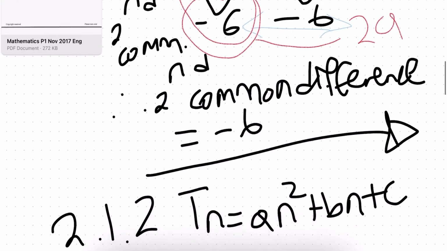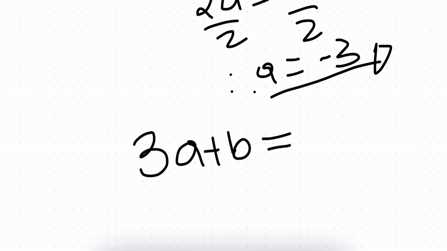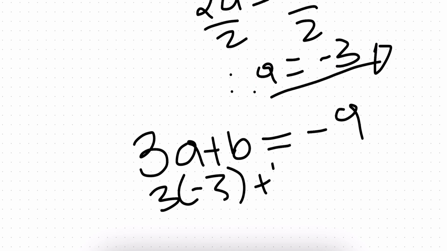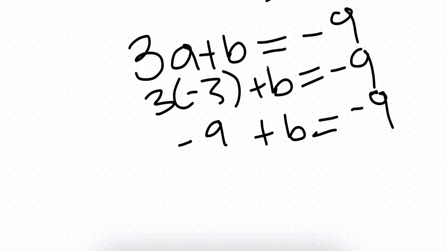Okay, let's go down again. So you use that correlation, 3a plus b is equal to minus 9. But you know your a is minus 3, right? Minus 3 plus b equals minus 9. I can say from just looking at this that my b is 0, but for the purposes of this tutorial, we'll have to work step by step. So this will then become minus 9 plus b equals minus 9.